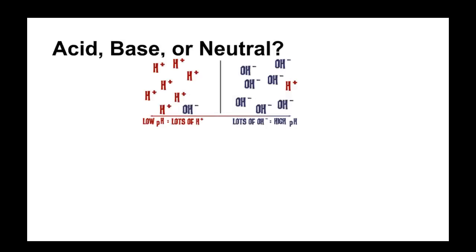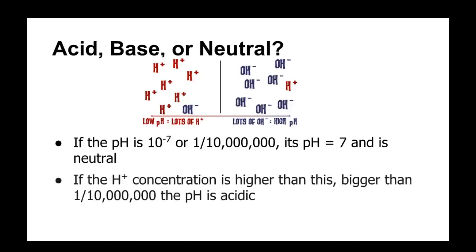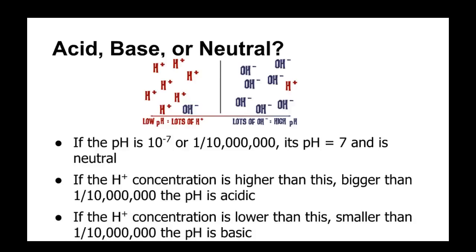So how do we decide if something is an acid, a base, or neutral? Well, if the concentration is 1.0 times 10 to the negative 7th, then it's neutral. If it's higher than that, so if the concentration is bigger than 1 in 10 million, the solution is acidic, and if it's smaller than that, then the hydrogen ion concentration is low, and it's a base.